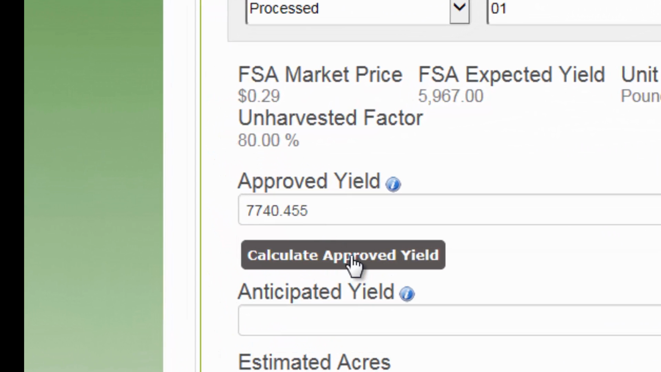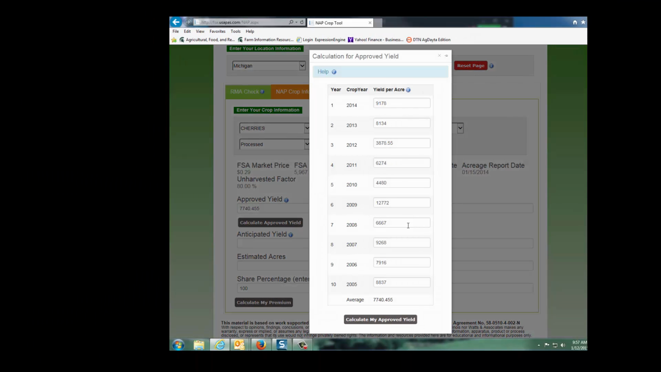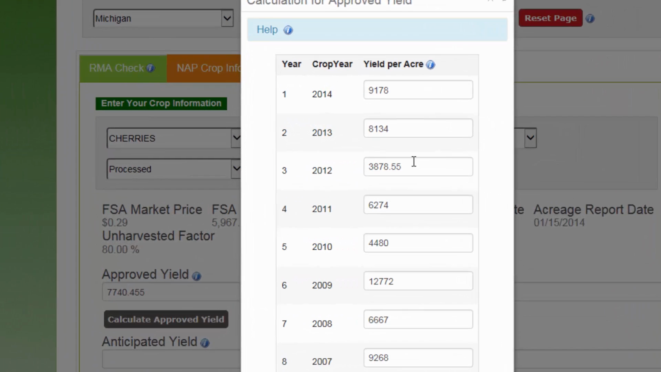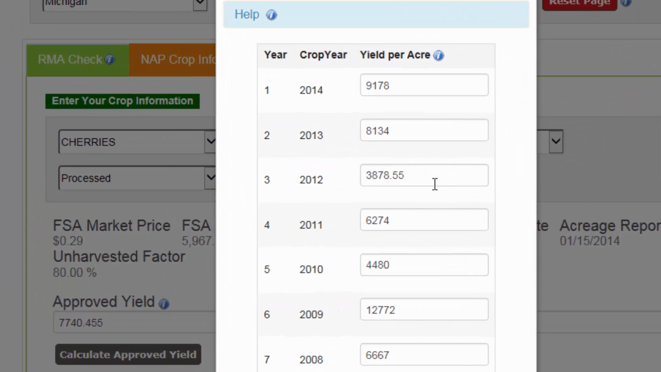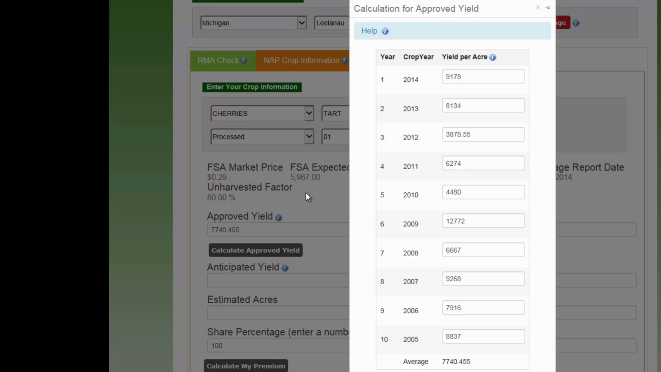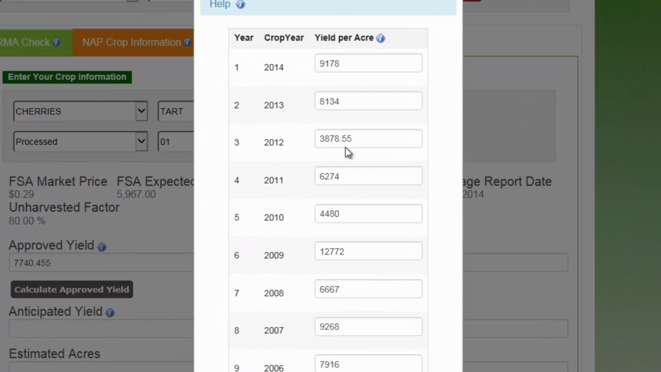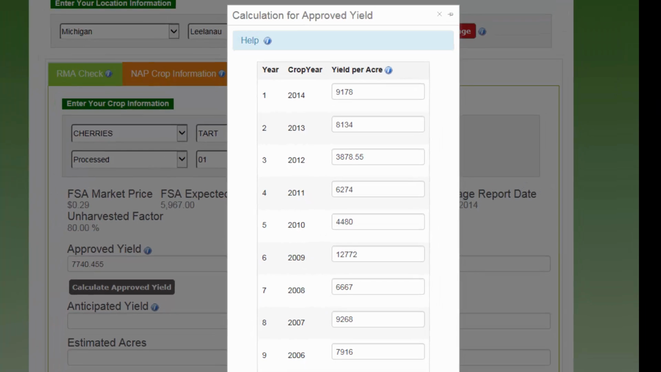7740. If you want to correct that or look at that, you can just click this again, and all those numbers come up. In addition, notice where we put a 0 in. It's called a plug yield. When you're below 65% of the FSA expected yield for that county, the plug yield is 65% of it. So 65% of 5,967 is this 3,878.5 that you see on this chart right here.